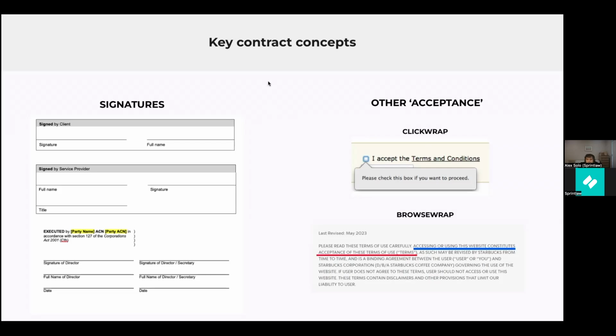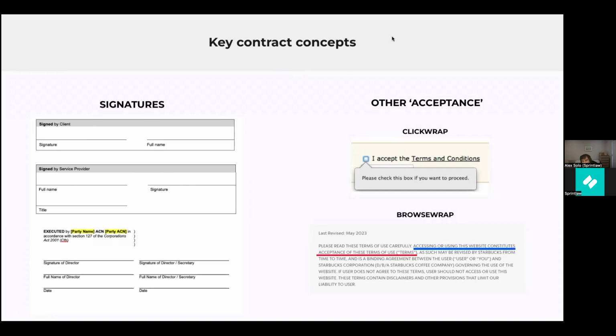And now we have on the right other forms of acceptance. Again, as I've said from the beginning of this presentation, there is no legal requirement that contracts are in writing, and therefore there is certainly no legal requirement, with maybe some exceptions in specific areas of law like property transactions, but in general, no legal requirement that contracts are signed using a scribbly signature and so on.